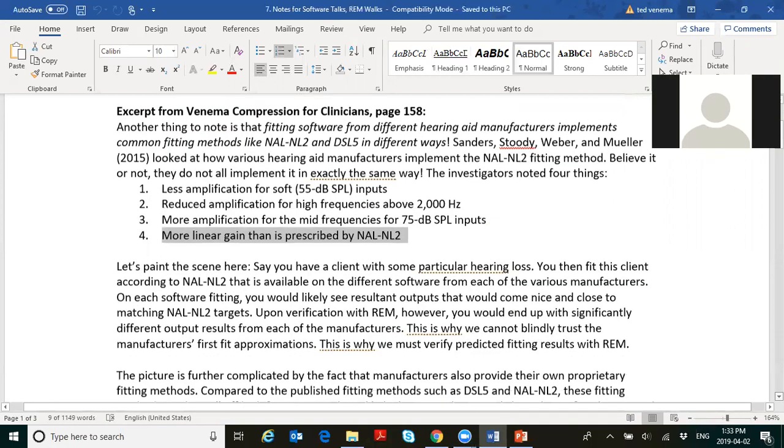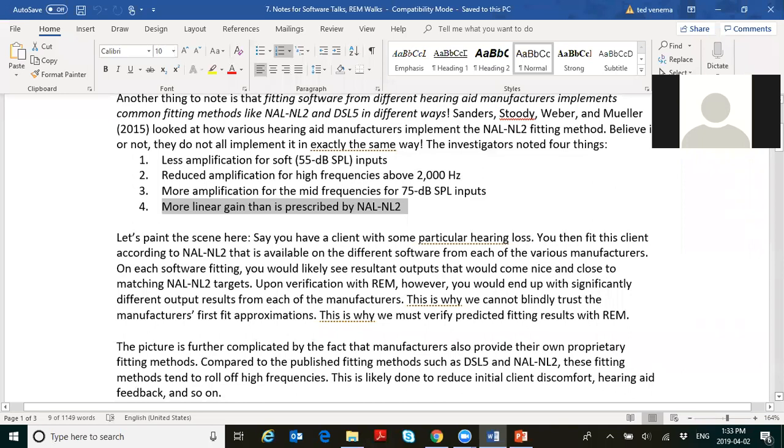Let's paint the scene here. Say you have a client with some particular hearing loss.